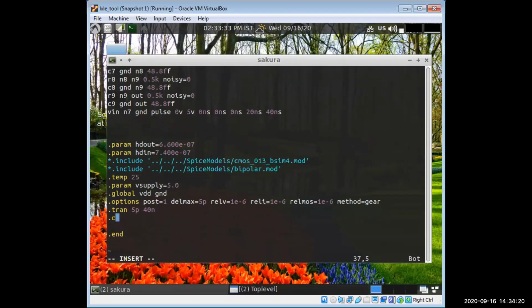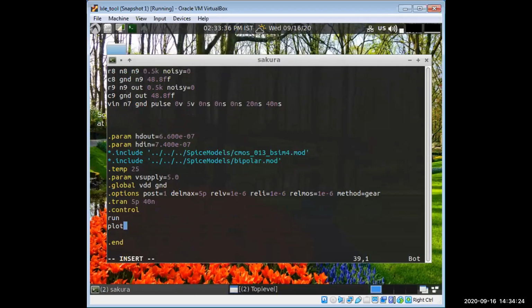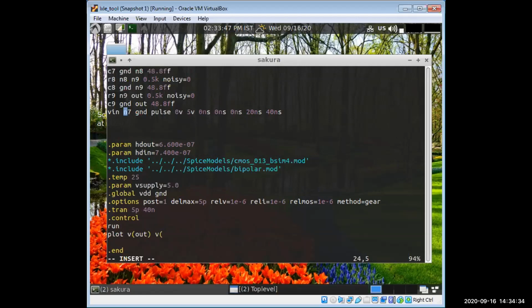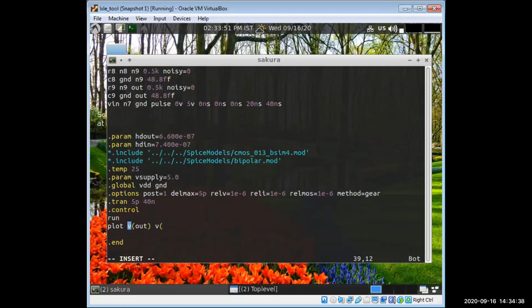Then .control, run, plot V out, and now let's see where the pulse voltage was given. The pulse voltage was given at node N7. So the voltage will be here, N7.